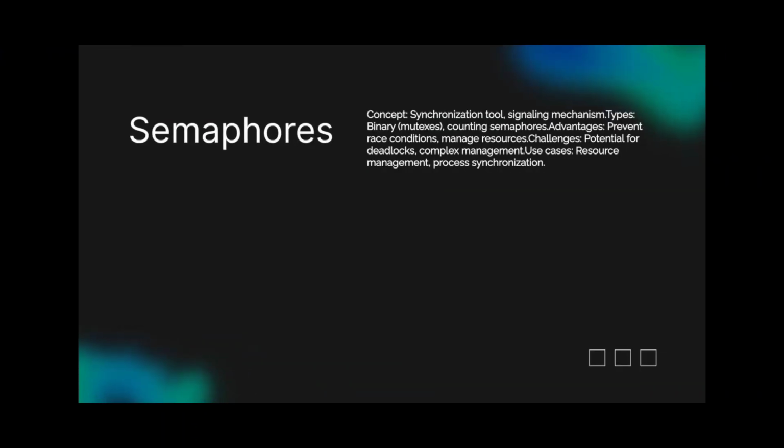Next, we have semaphores. Semaphores are synchronization tools that signal processes to prevent race conditions and manage resources. There are binary semaphores, also known as mutexes, and counting semaphores.